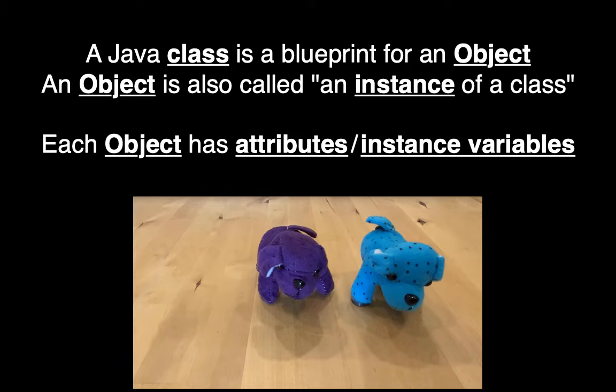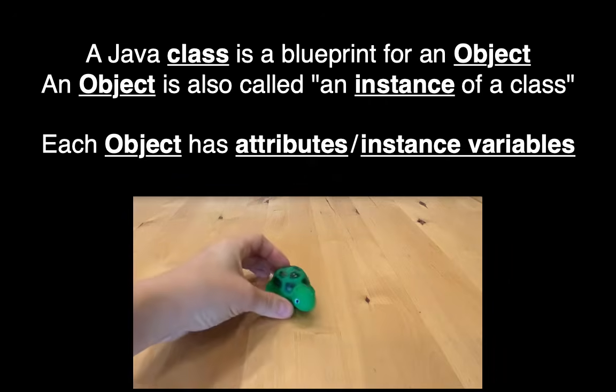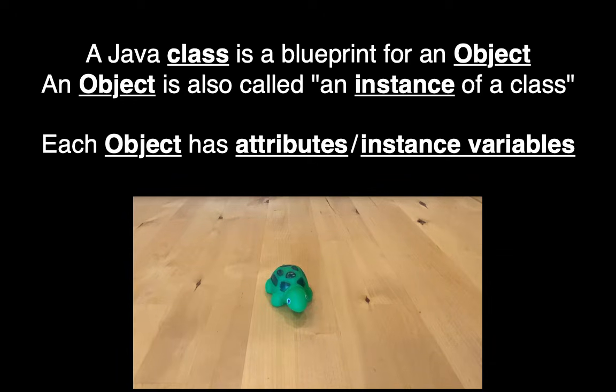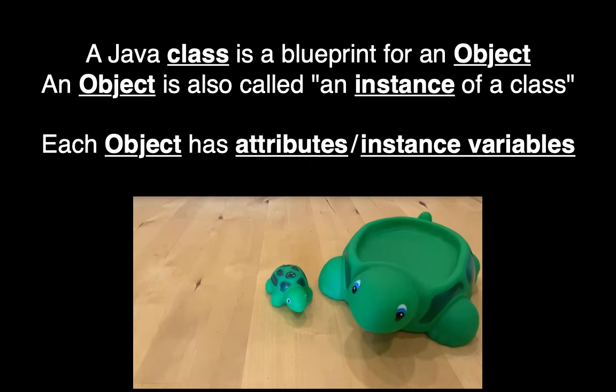And then each of the dogs or each of those objects has its own instance variables. So these are properties or attributes about the object that can vary. So here we've got a purple one and a blue one. Another example, you can imagine we have a turtle class and we can use that to make turtles, but maybe also it has an attribute or an instance variable which tells it the size. So I can make little turtles and really big turtles.